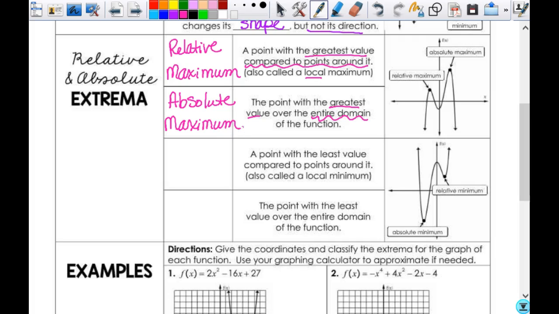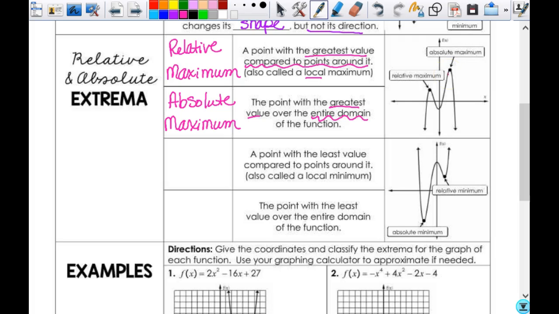So when I'm looking at the entire graph overall, this is the greatest value. And remember, when you're talking about the value of the function, that's the y value, right? We're looking at the intervals on the x's, but the greatest y value overall would be this. That's what makes this an absolute maximum. Okay, we good with that? Easy enough?